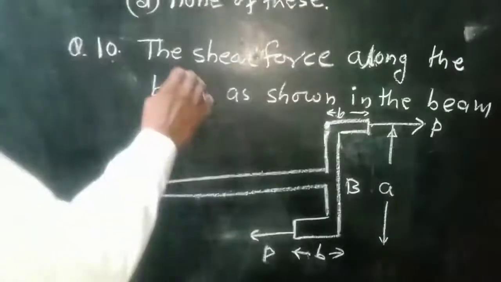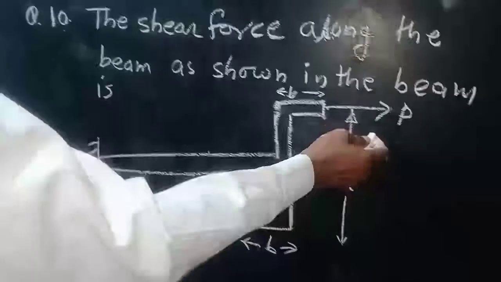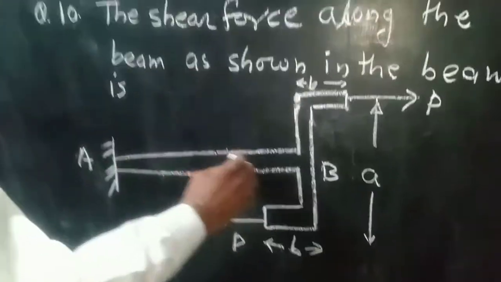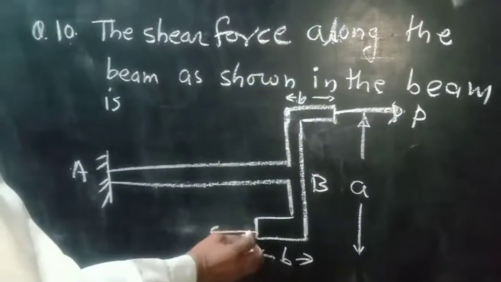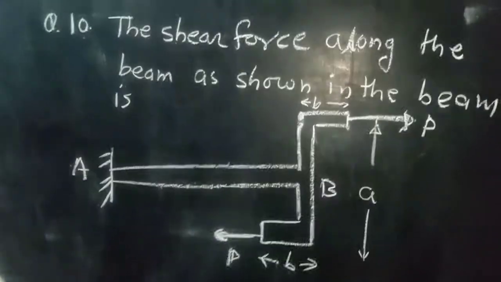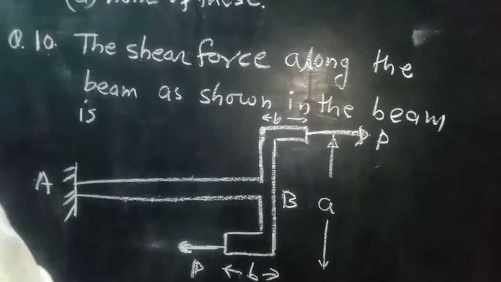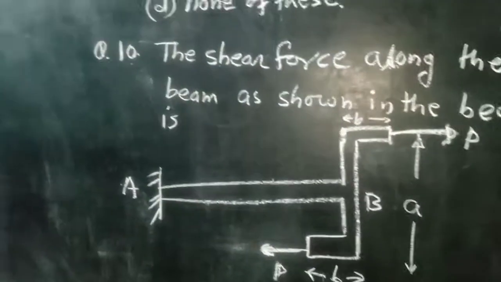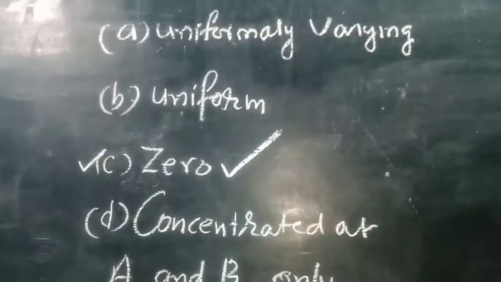In the given figure, consider the shear force along the beam. This is the beam as shown in the figure. This is a long beam, and P is applied this side and this P is applied this side. So for the shear force along the beam, the resultant of both P is equal to 0. Therefore no shear force is applied along the beam. So the answer to this question is 0.